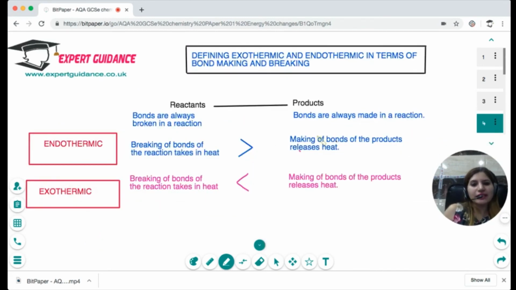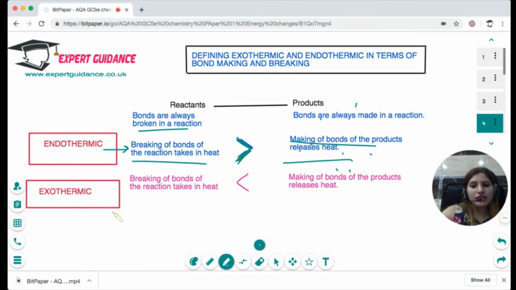Now let me again explain to you the concept of bond making and breaking. In every reaction, there are reactants which are converting into a product. The reactants are breaking the bonds, and that is taking in heat. The products are making the bonds, and that is always releasing heat. Now in an endothermic reaction, which takes in heat, the breaking of the bonds takes in more heat than is released in the products when the bonds are made.